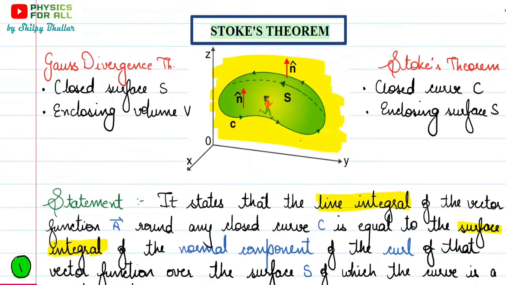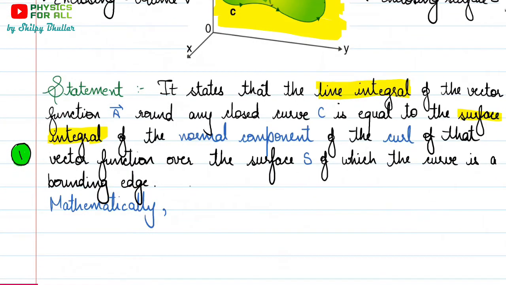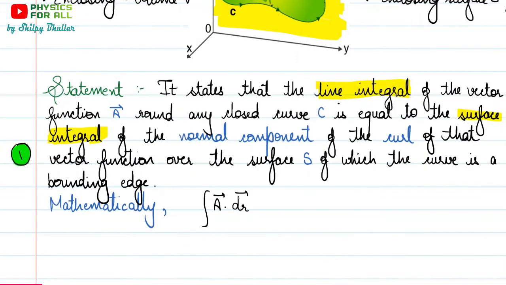So how would we write it down mathematically? Let's write it down. Mathematically, it means the line integral of the vector function A. Now we know how to represent it, because obviously we need the variable with respect to which that function is changing. So we have to specify that the integration is with respect to which variable.